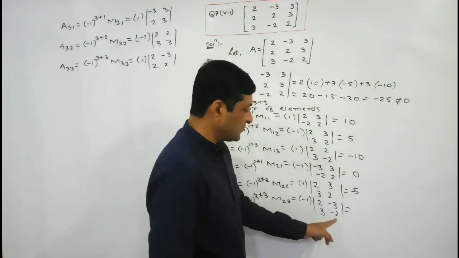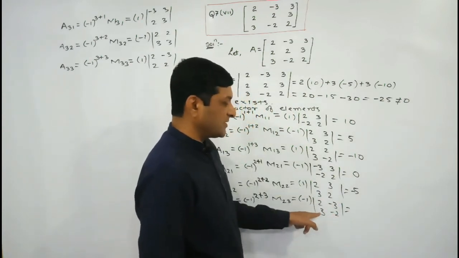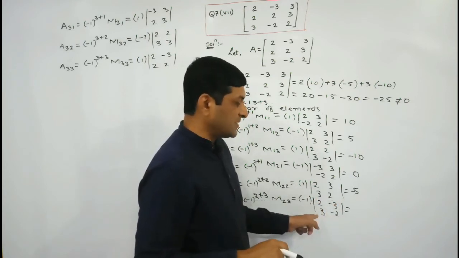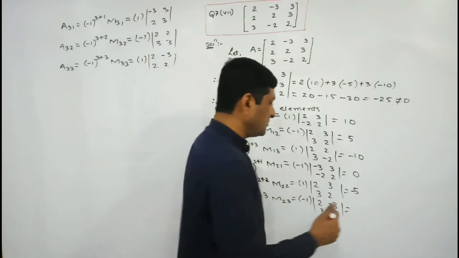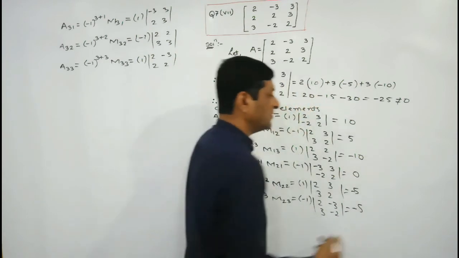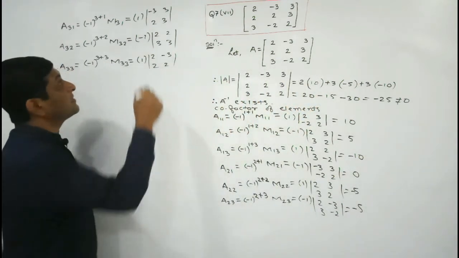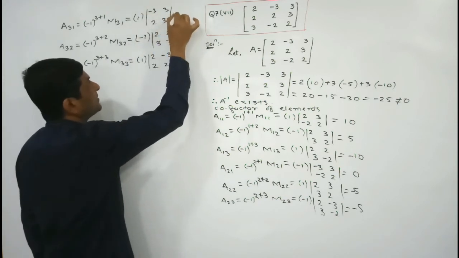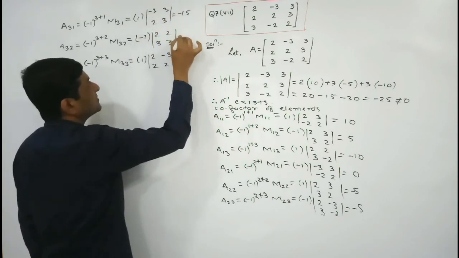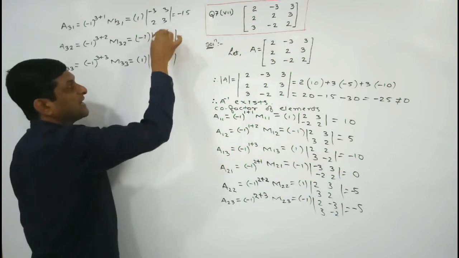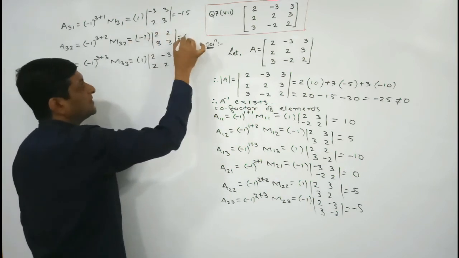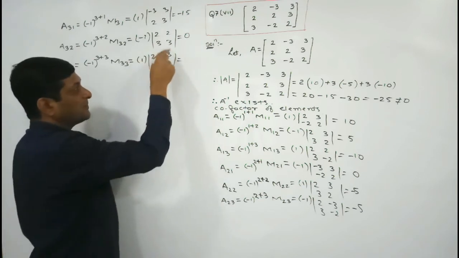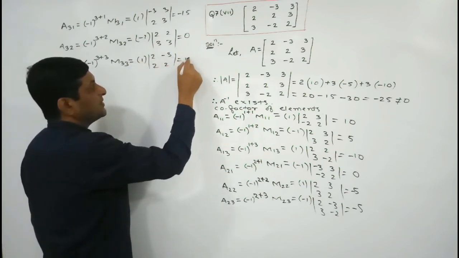So here minus 4, this product is minus 4, minus minus means plus 9. Minus 4 plus 9 will be 5, 5 into minus 1 will be minus 5. On this side, minus 9 minus 6 is minus 15. Minus 15 into 1 will be equal to minus 15. Here 6 minus 6 is 0, and 0 into any number is 0. So here 4 minus minus means plus 6. 4 plus 6 is 10. 10 into 1 will be equal to 10.